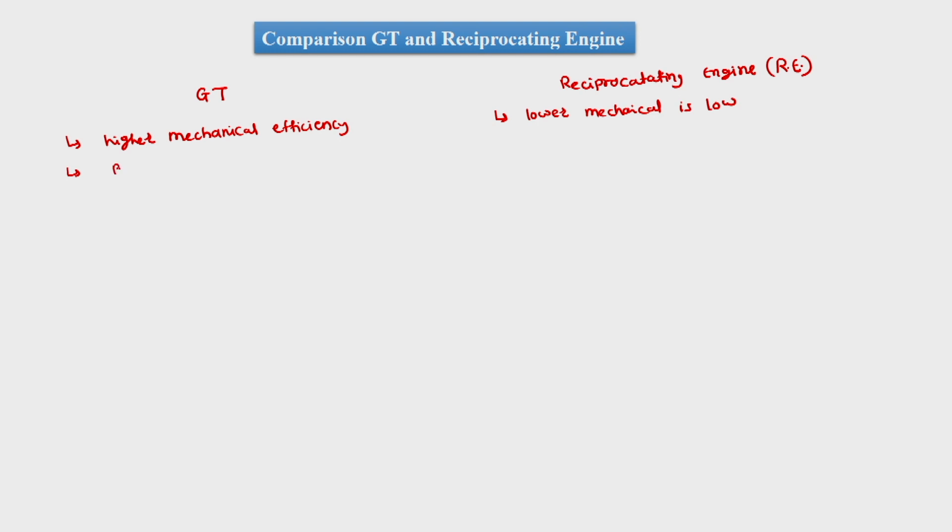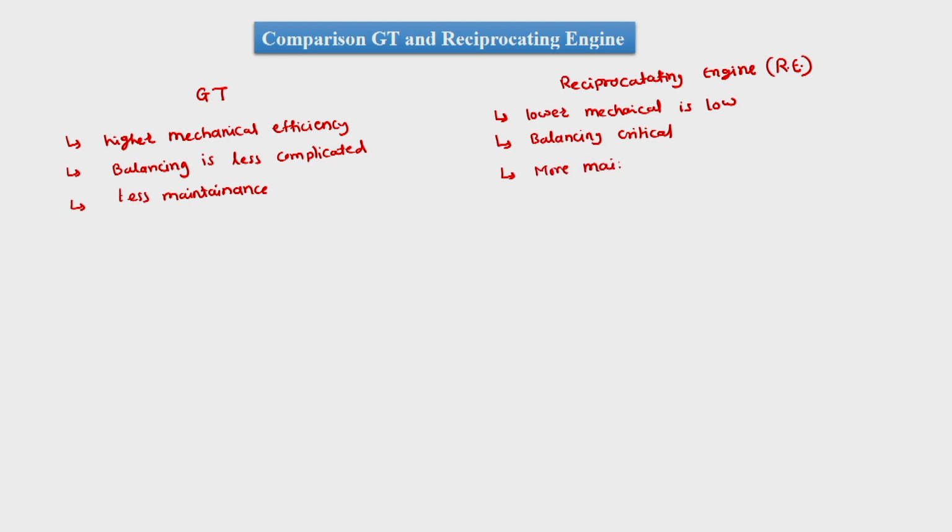Then in case of gas turbine, balancing of the engine is less complicated, since we directly get the rotational power. However, in reciprocating engines we have to convert the reciprocating motion into the rotary motion, hence balancing is critical, or at least an involved job. Gas turbine engine needs less maintenance as compared with the reciprocating engine. As said, more maintenance for reciprocating engines.